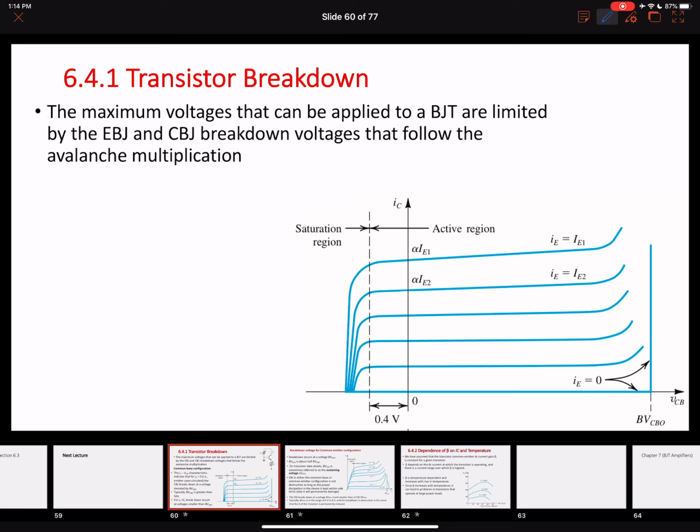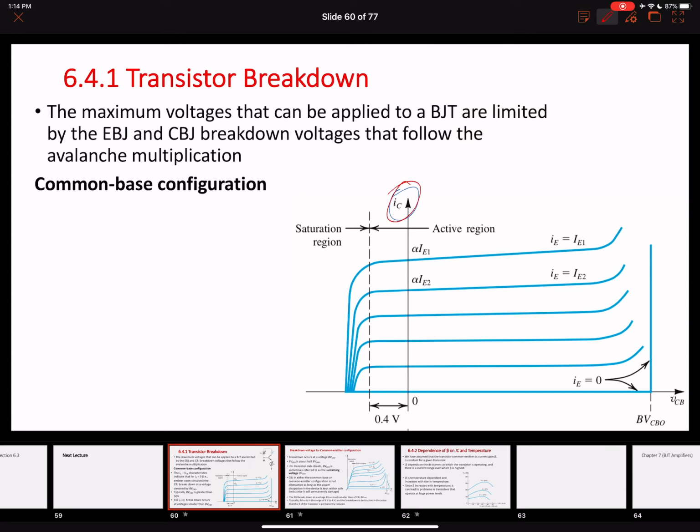Okay. So similarly, for both of these junctions, the emitter-base junction and the collector-base junction, there are breakdown voltages at which the junctions enter into the avalanche, and a huge amount of collector current will start to flow. Okay, so let's see. This is our common base characteristics.